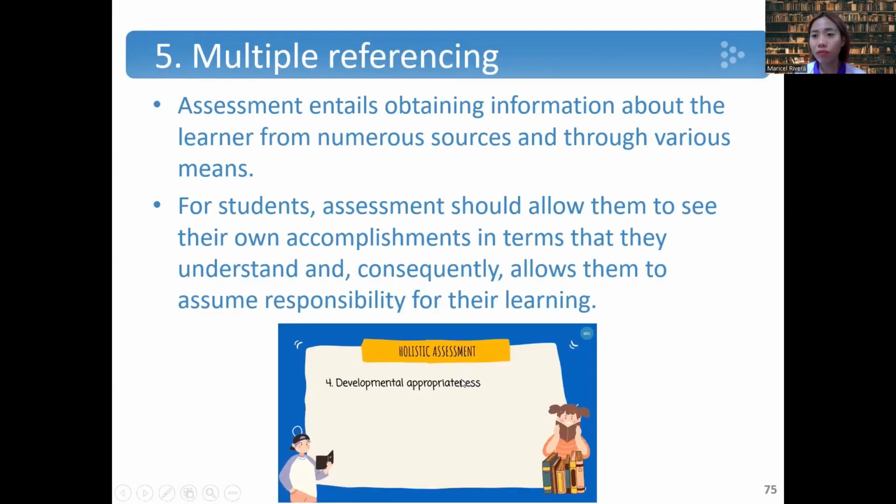Okay, this is the end for lesson 3 under unit 2. We're done now talking about the components of the K-12 English curriculum.